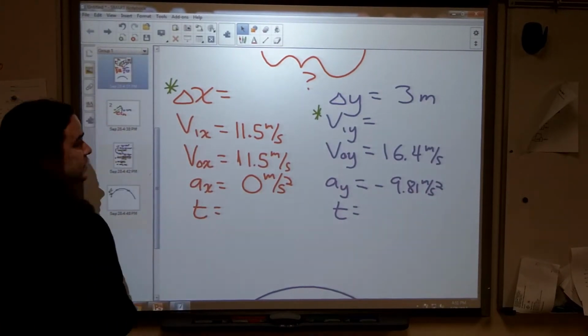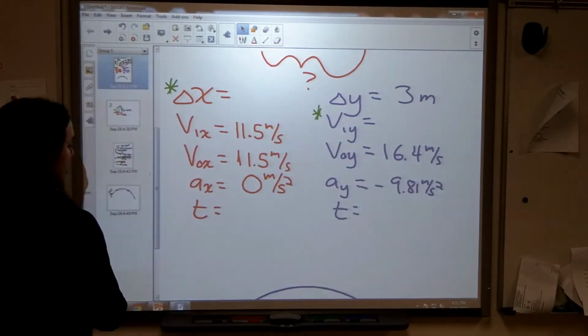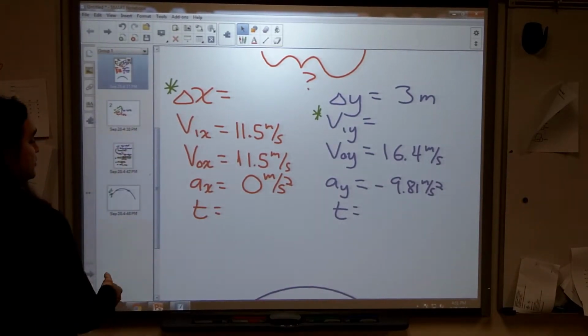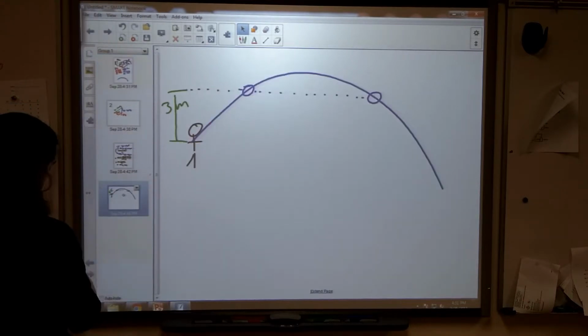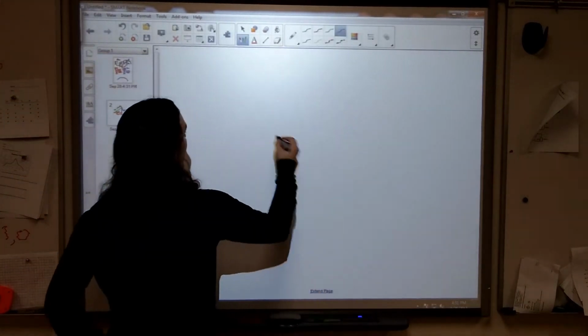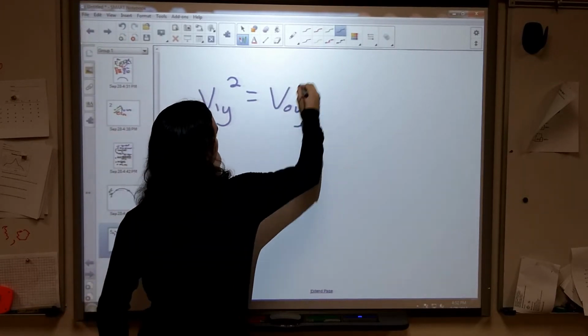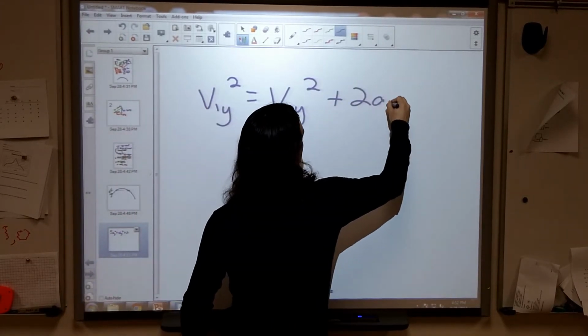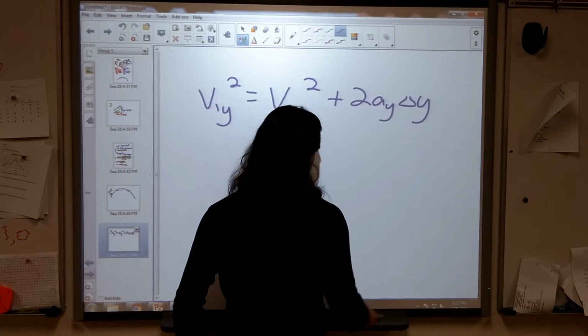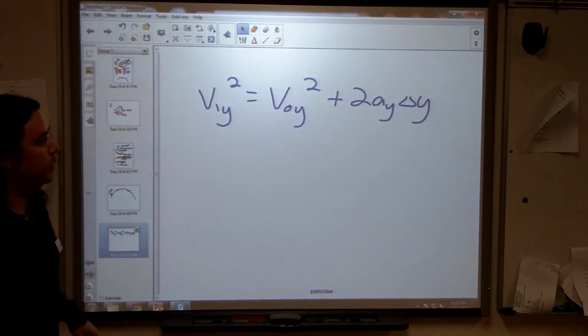And if you are asked for the impact speed, you will need the final velocity anyway, so it may not be a waste of time to take this extra step. If we do that, we get the following. I'm going to use the equation that does not have time, plus 2ay delta y. I'm going to fill in my variables on that.